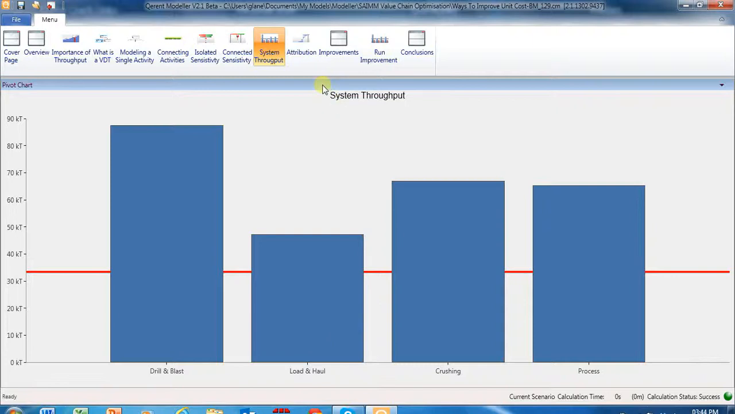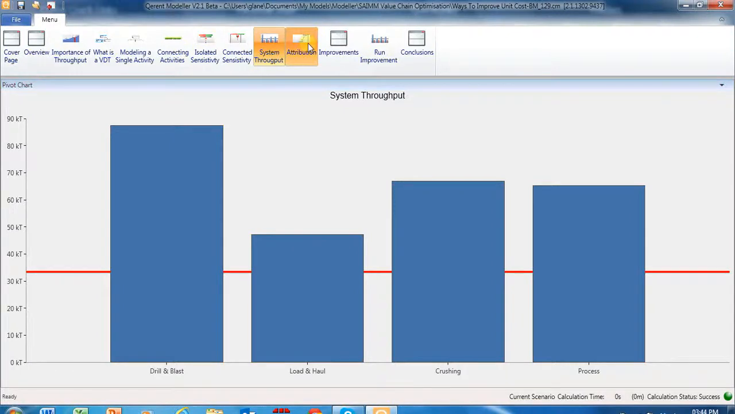Now let's do another piece of analysis. The technical term is attribution analysis. We call it reason for variance. We use it a lot in our performance diagnostics product that we've built in Querent. And basically, I want to understand the biggest levers that will cause the variance between the system throughput and the highest internal capacity, the internal delay on internal capacity on load and haul.